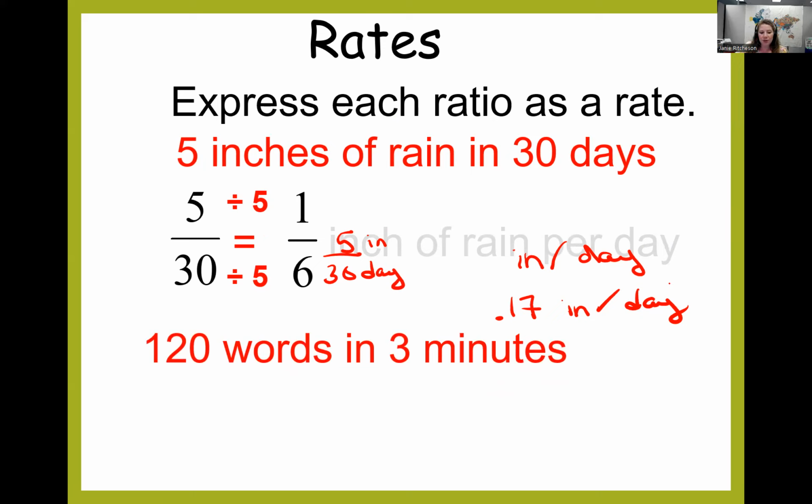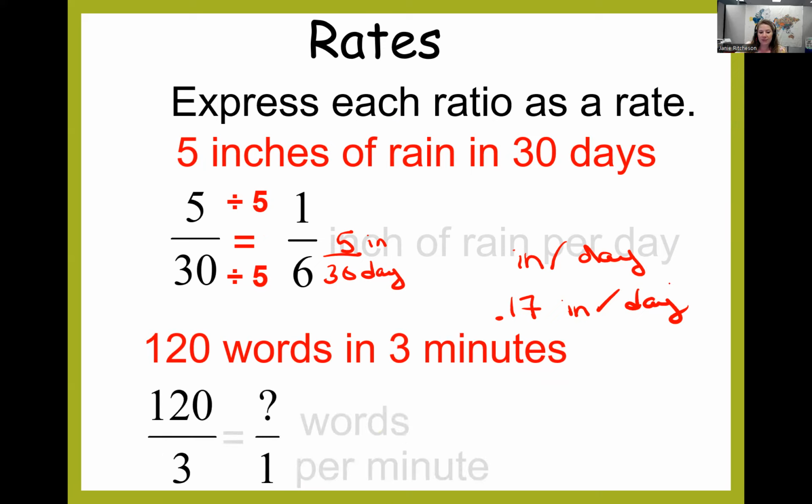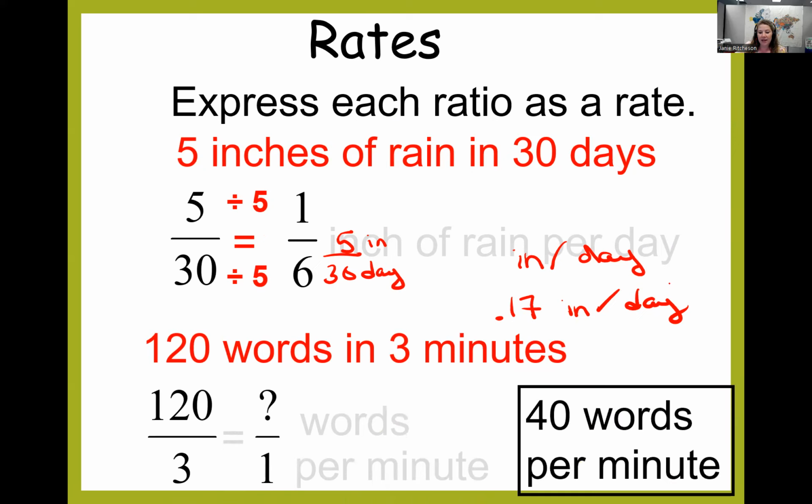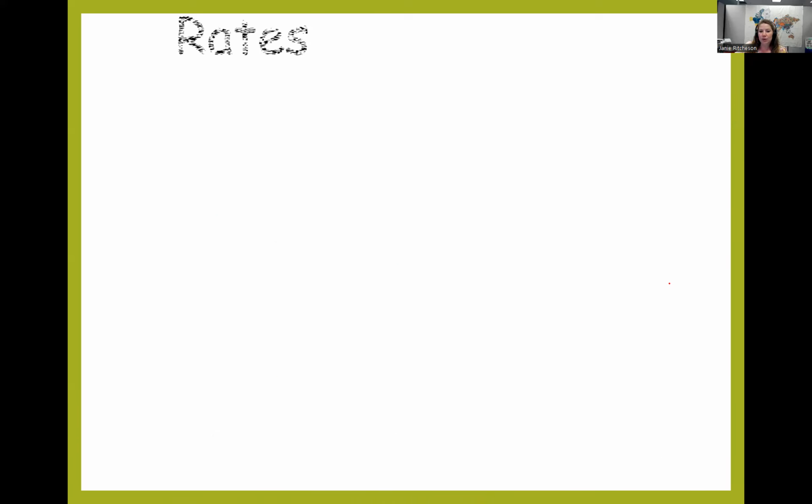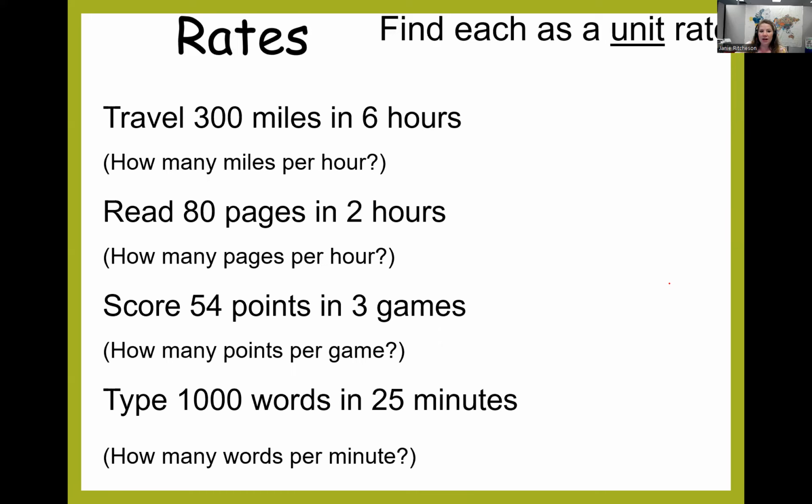All right, if I could type 120 words in 3 minutes, how many words per minute? So I want to divide words by minutes. 120 divided by 3, I find out that I can type 40 words per minute. Divide the numerator by the denominator. All right, if I can travel 300 miles in 6 hours, how many miles per hour? I'm dividing miles by hour. Okay, so 300 divided by 6, that's 50 miles per hour, or I can write it like this.